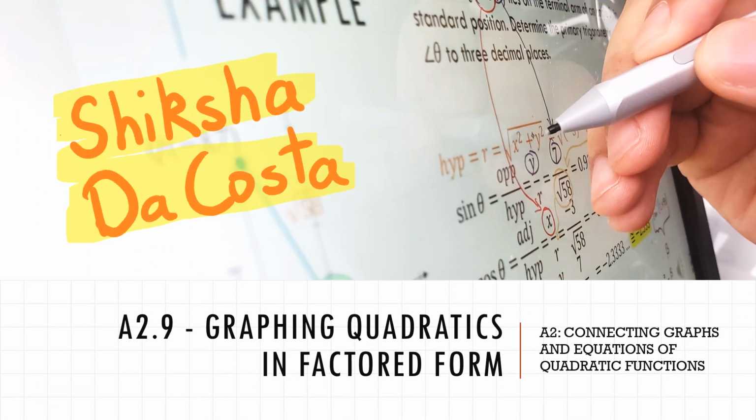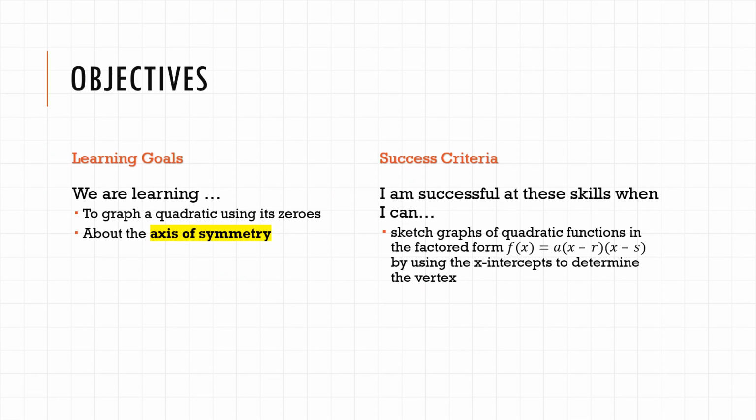Today we're going to graph a quadratic function in factored form. That's our goal for today, to graph a quadratic using its zeros, and we're also going to learn a little bit about what the axis of symmetry is in quadratics. And you're successful, of course, when you can sketch a quadratic when it's given to you in factored form by using the x-intercepts to find out where the vertex is.